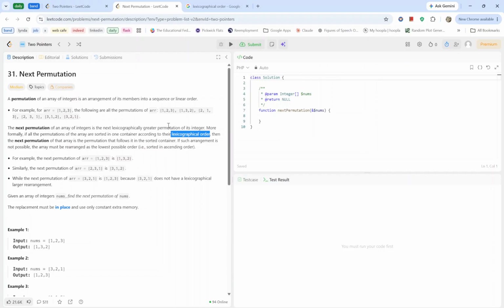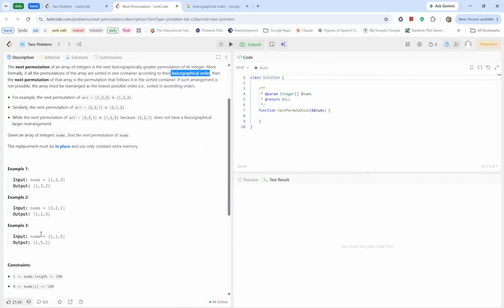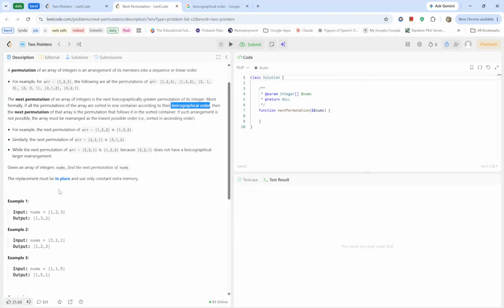I'm still trying to figure out how they come up with the output. Is this supposed to be 132, 115, 151, 321? Is this supposed to get to the highest level? And if it can't get to the highest level, it goes to the lowest level? Is that what's happening? I think that's what it said. Wait, let me read this.